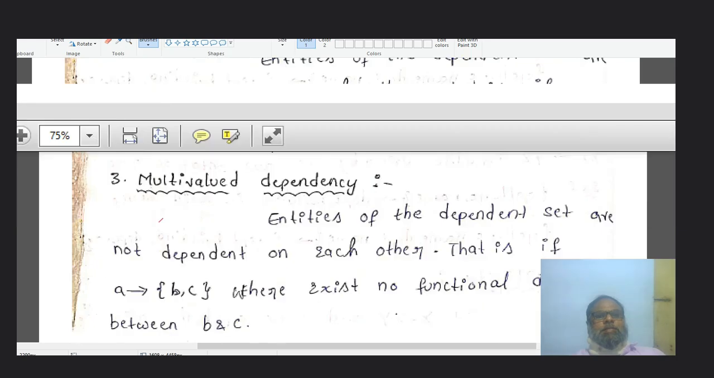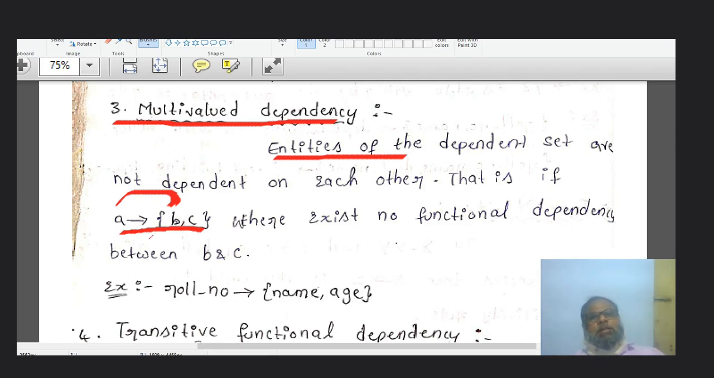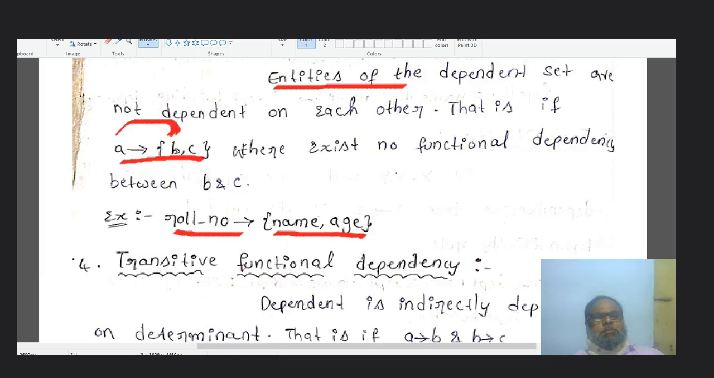Next one, multi-valued dependency. In multi-valued dependency, the entities of a dependent set are not dependent on each other. That is A arrow B, C. So A determines multiple values, that is B, C are dependent on only one determinant. For example, roll number determines the name and age. So this is called multi-valued dependency.